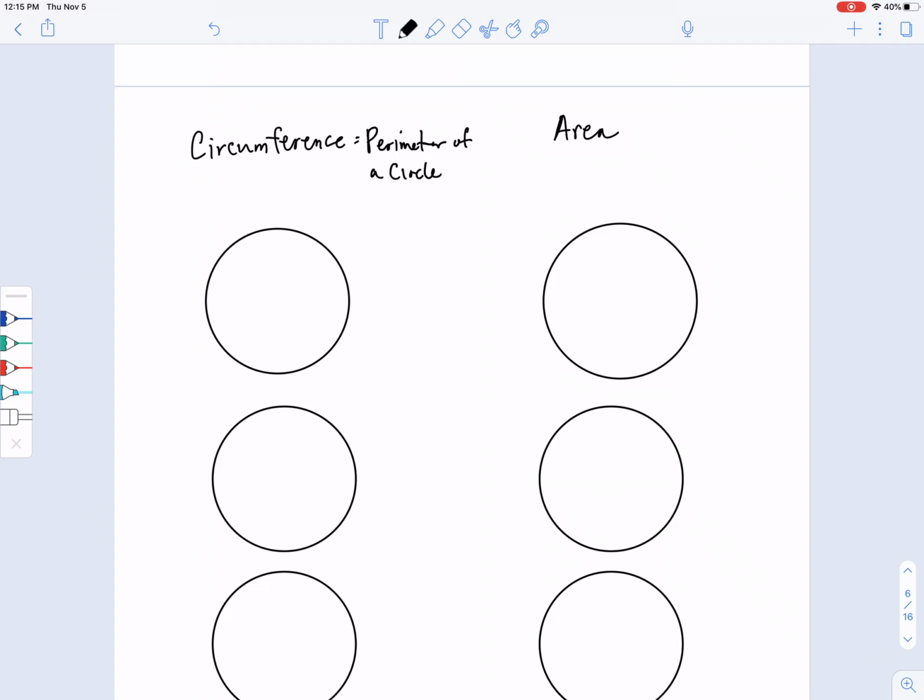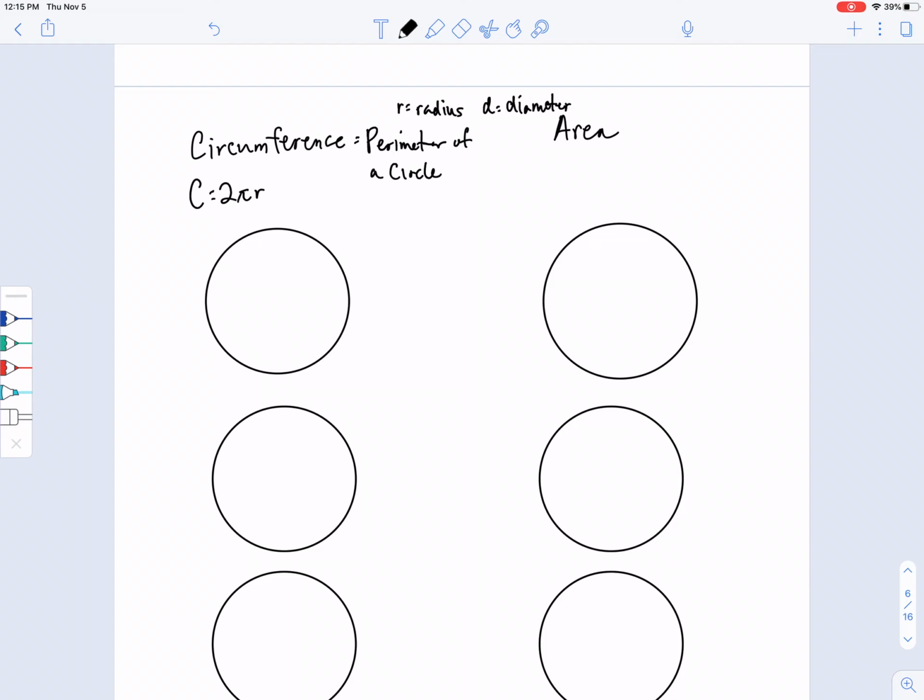There are a couple of variables that we're going to need for both area and circumference. So we're going to need the variable r for radius, and then sometimes we'll use d for the diameter. Okay. So for the circumference, we want to write the formula for it. The formula for circumference is c equals 2 pi r. So 2 times the radius times pi.